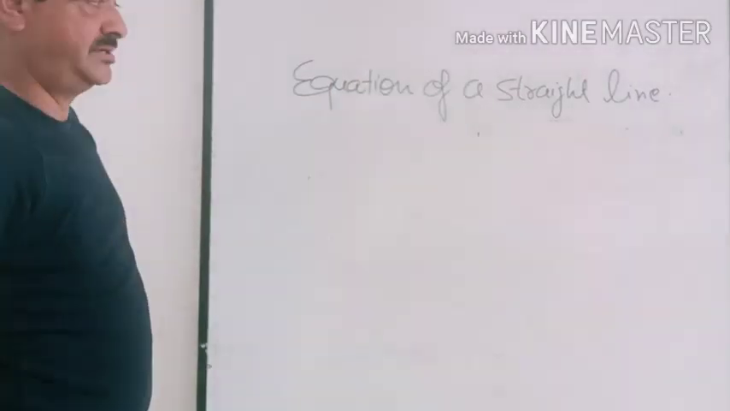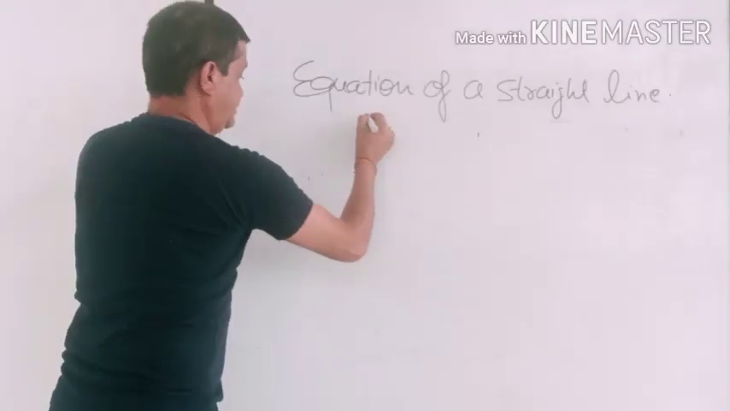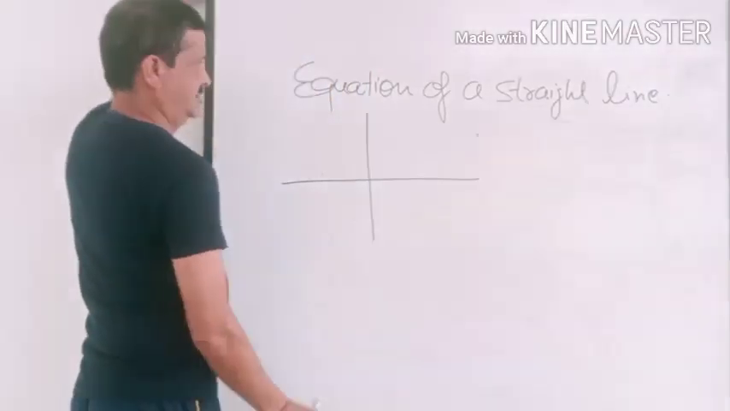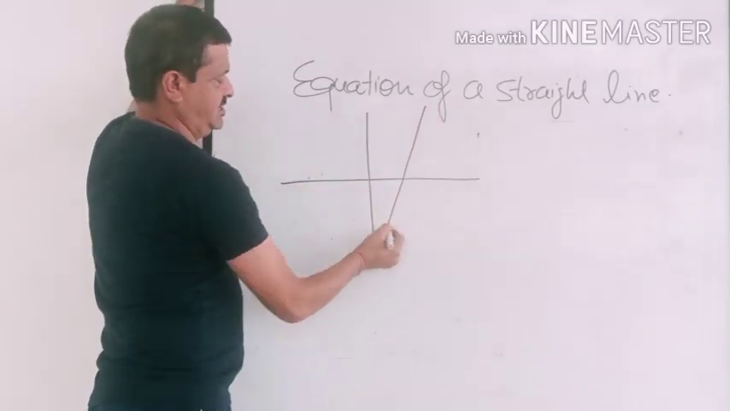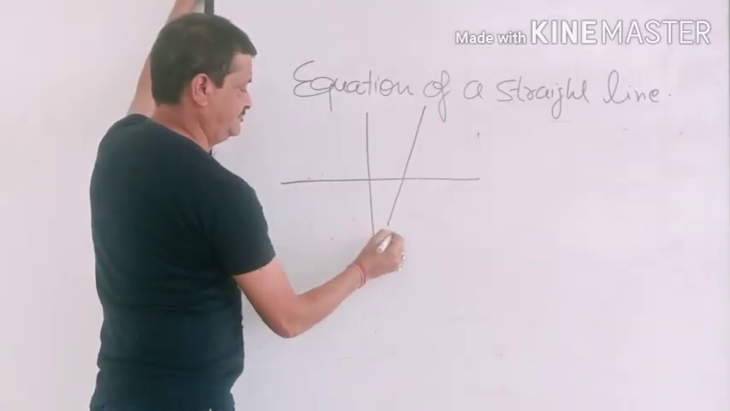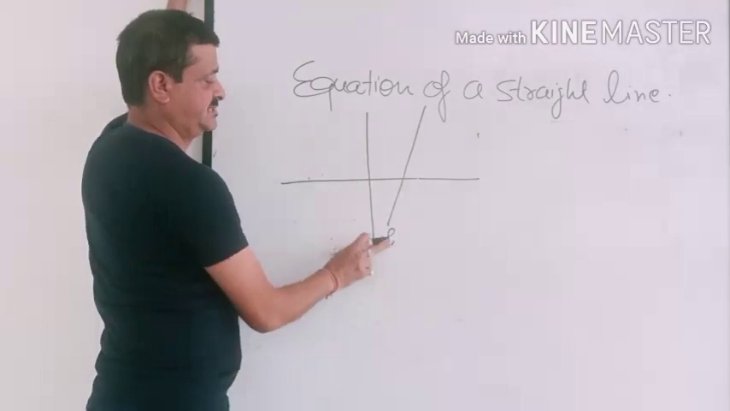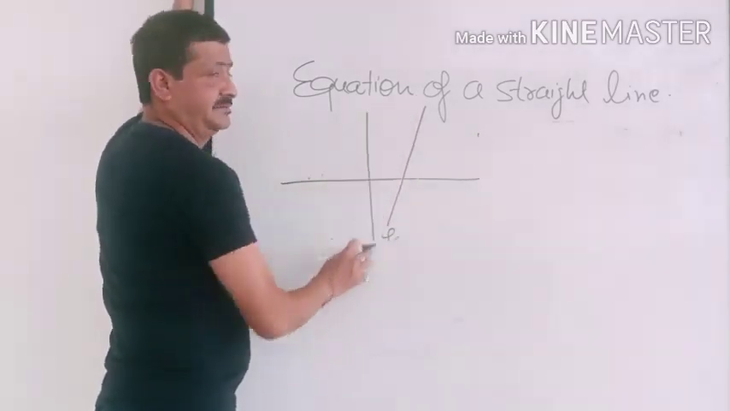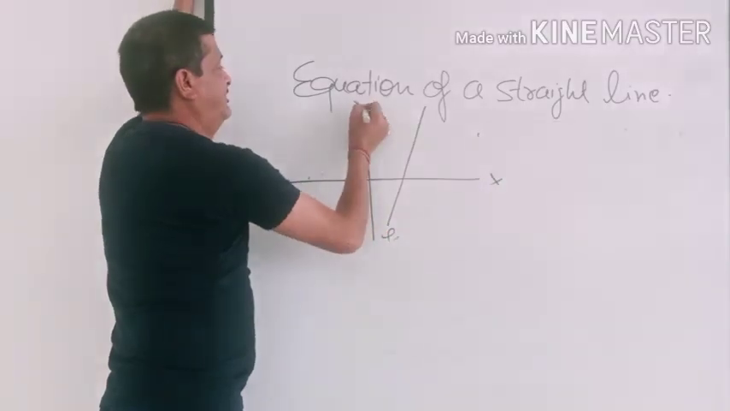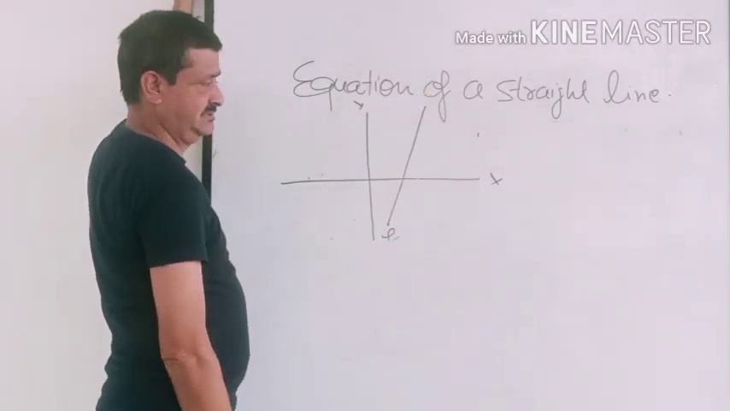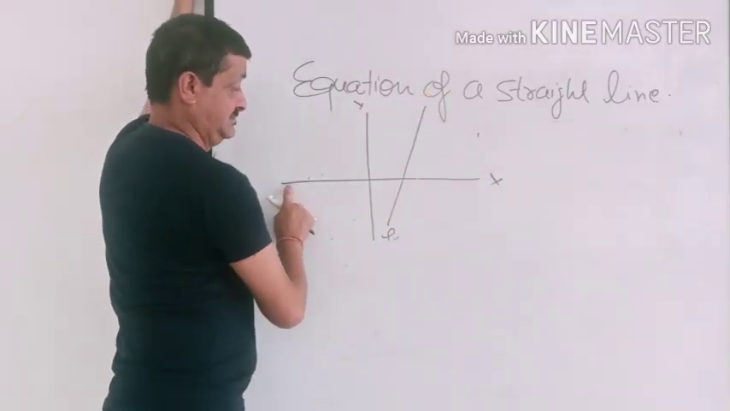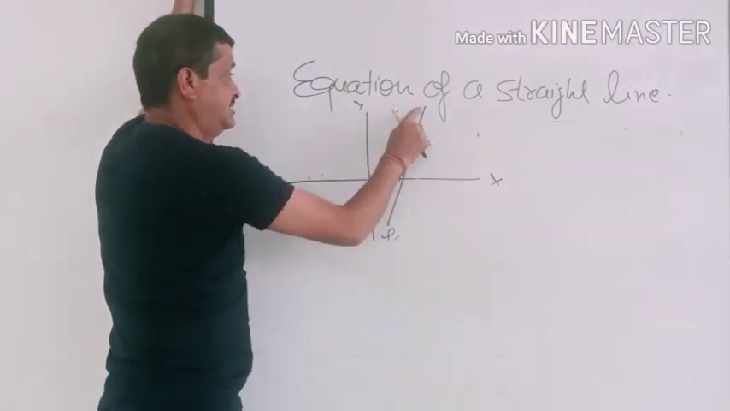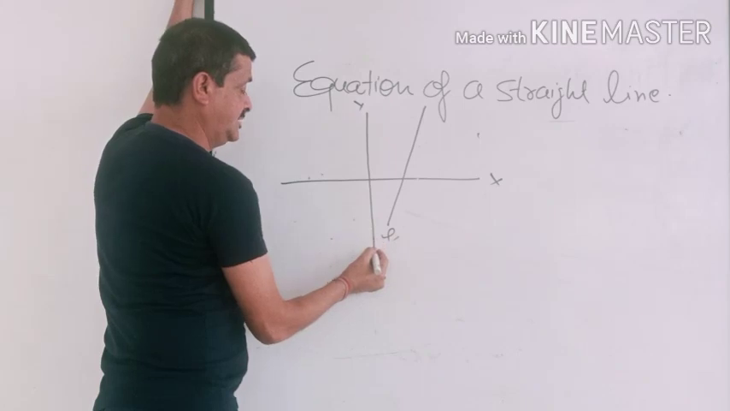Without it you cannot understand it. What are those 2 or 3? Suppose this is a line, a straight line. I just mark it L. So whenever you draw a straight line, if it is neither parallel to x-axis or y-axis, it will cut both the axes.